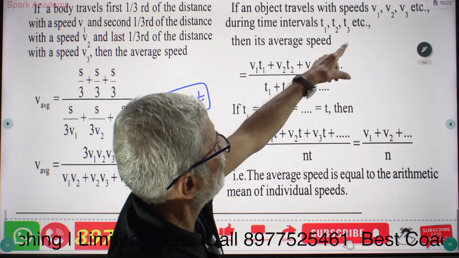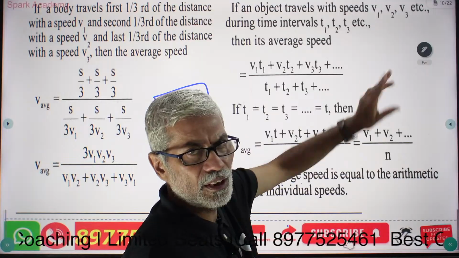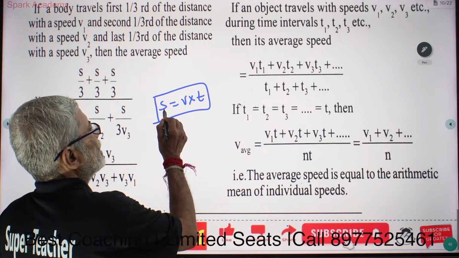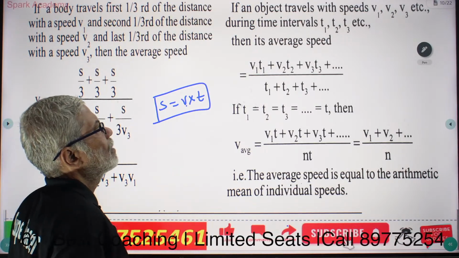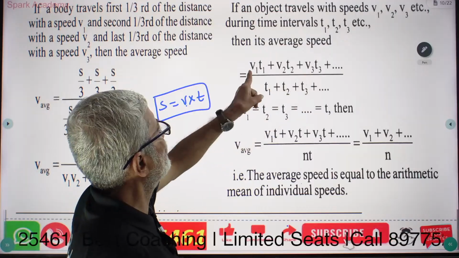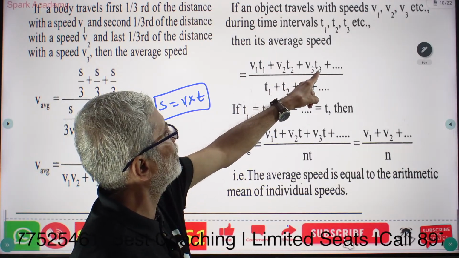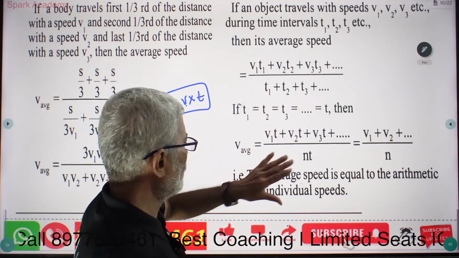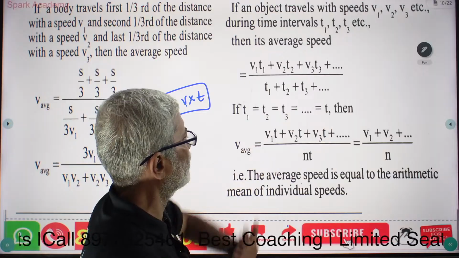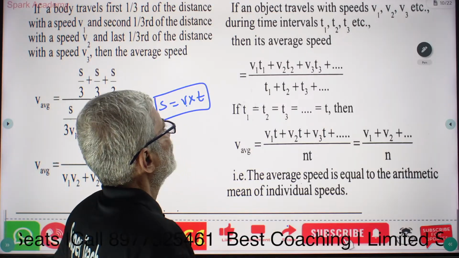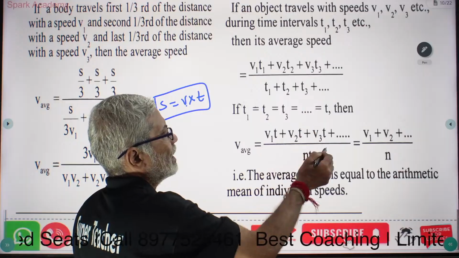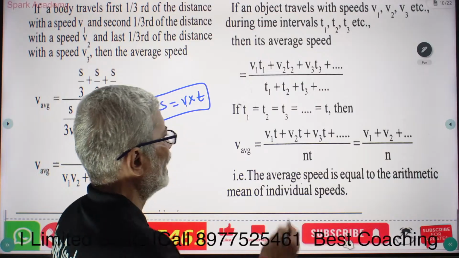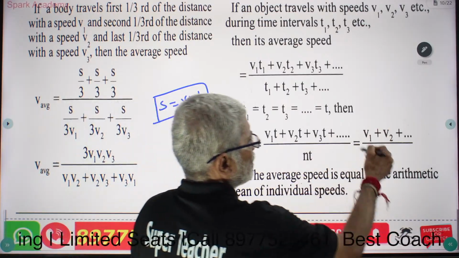Similarly, suppose velocities V1, V2, V3 are given, and times T1, T2, T3 are given. You know, distance is equal to velocity into time. So total distance travelled is V1 T1 plus V2 T2 plus V3 T3, divided by T1 plus T2 plus T3. Suppose T1 plus T2 plus T3 is T. Then in place of T1, T2, T3 you can put T, and since there are so many T's, NT. So T and T cancel.